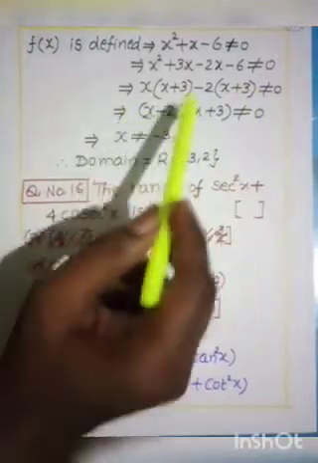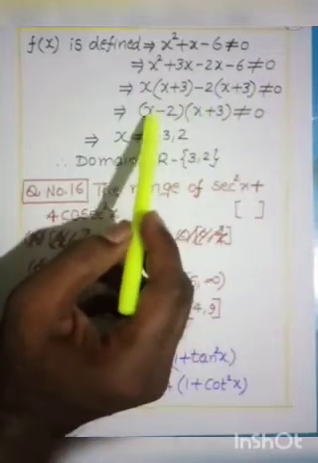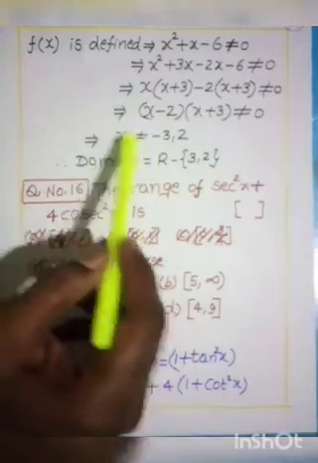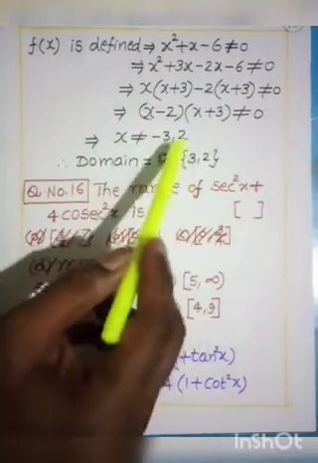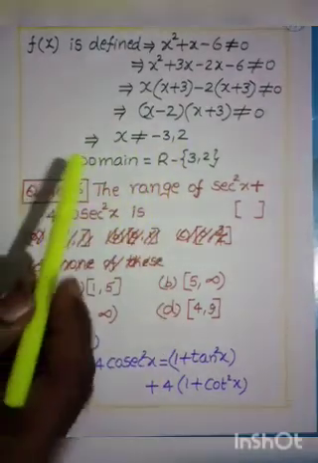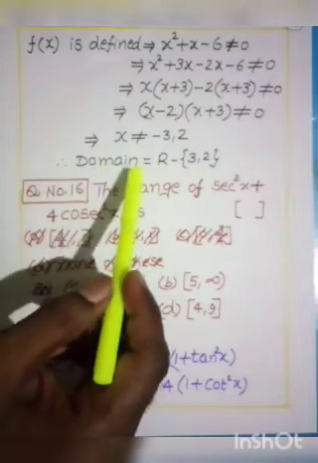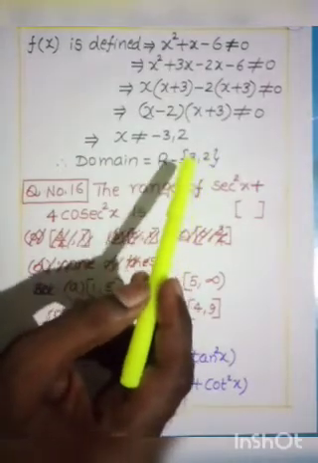Right. This implies again by taking common factor x plus 3 taken out, then we get x minus 2 into x plus 3 is not equal to 0. This implies x is not equal to minus 3 comma 2. So in the domain, the x value should not be minus 3 comma 2. Therefore, we can write domain is equal to R minus set 3 comma 2. Understood this question, my dear children?